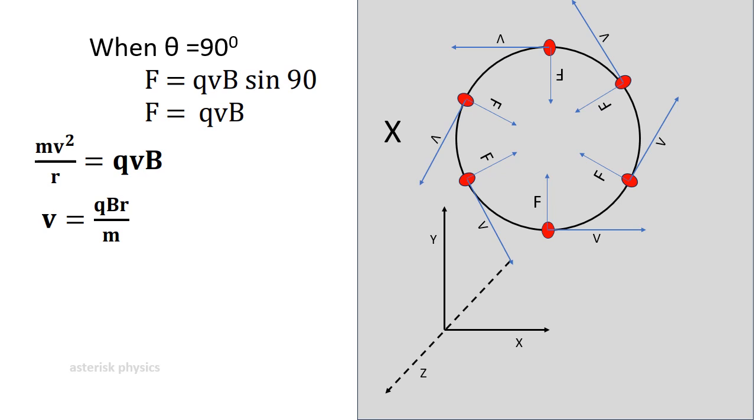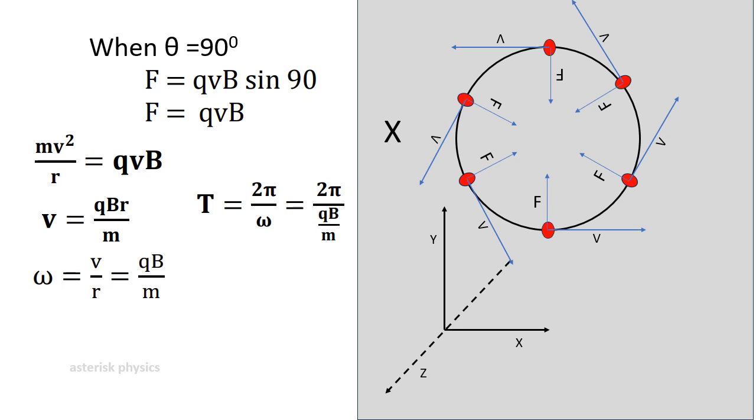If a particle executes a uniform circular motion, then we can define its angular velocity by the equation omega equals v by r. Substituting the value of v from the above equation and solving, we get omega equals qB by m. Since it is uniform circular motion, it will have certain periodicity. Therefore, the time period of circular motion will be T equals 2 pi by omega, which is 2 pi divided by qB by m. That is, T equals 2 pi m by qB.